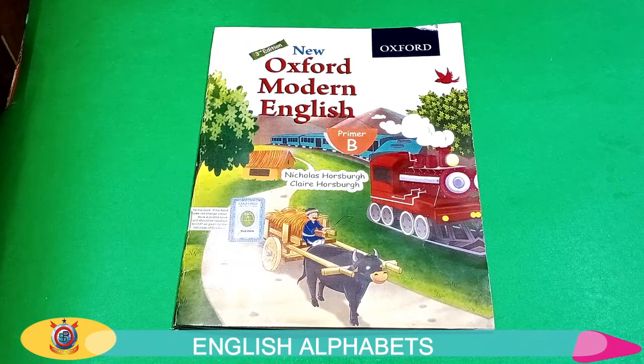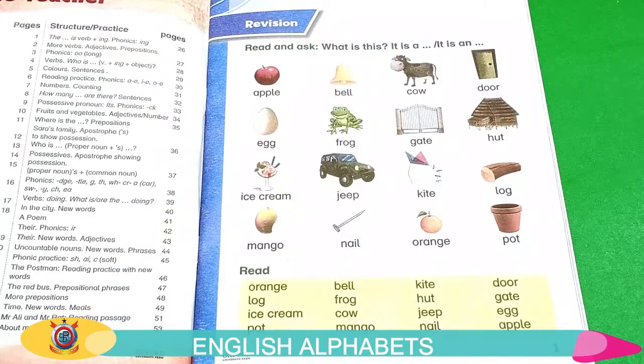Okay, students, now come to the lesson. Just open your books and take out page number 1. This is your page number 1, and this is your revision page. We will read it and I will ask you about it. We use a and an with these words. But first, I will explain about a and an, how a and an come with these pictures.